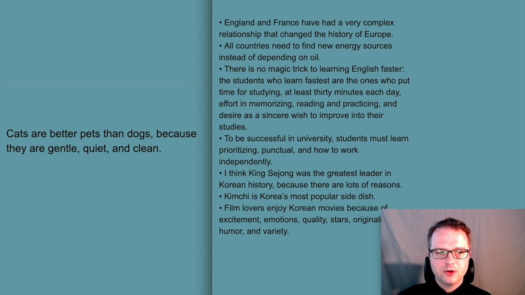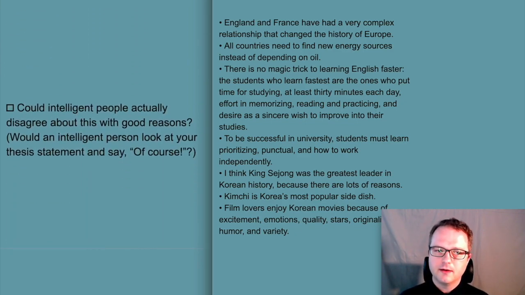Next question. Could intelligent people actually disagree about this with good reasons? I said before in the other video, a thesis statement should be arguable or controversial, which means it should be the kind of topic where people can disagree and have good reasons to disagree. Okay, and that's what we're talking about here: could an intelligent person, not a person who distrusts experts, not a person who doesn't believe or understand science, not a person who's full of superstition and conspiracy theories, but a thoughtful, intelligent person, could they disagree about this topic and have good reasons?